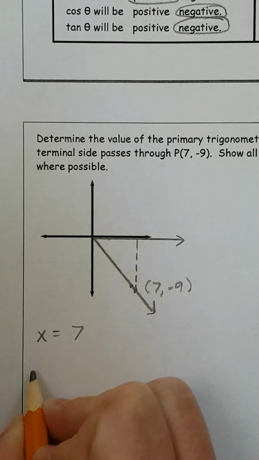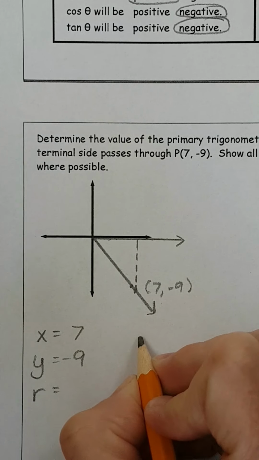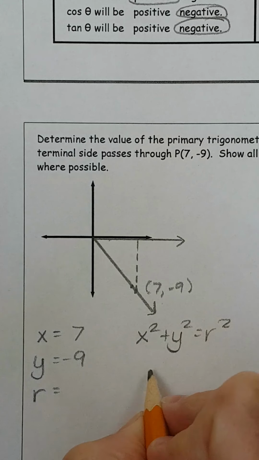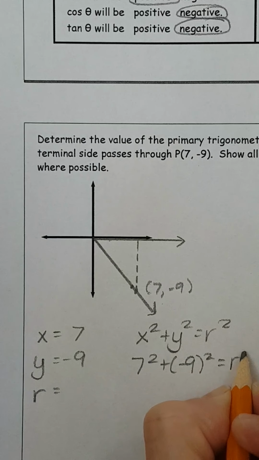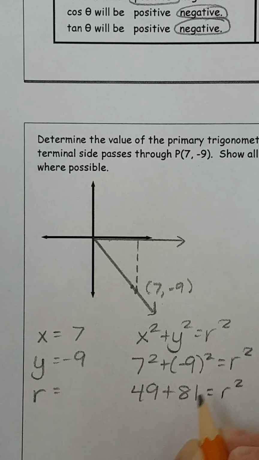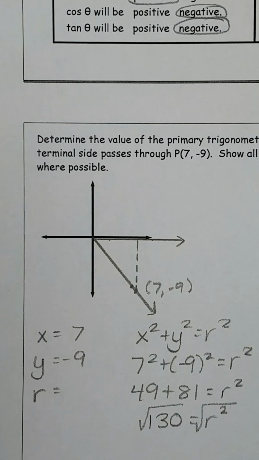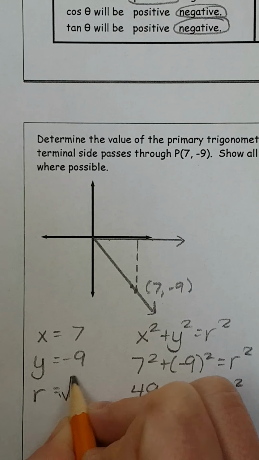So x is 7, y is -9, and r we need to determine, with our x squared plus y squared equals r squared. So we'll have 7 squared plus (-9) squared, 49 and 81, which is not a normal number at all, but it is what it is. So r is root 130, and now we have our values.